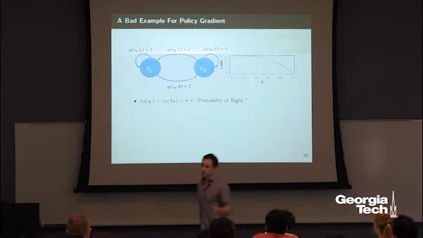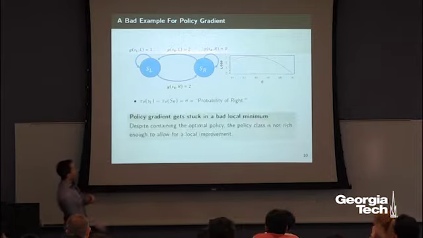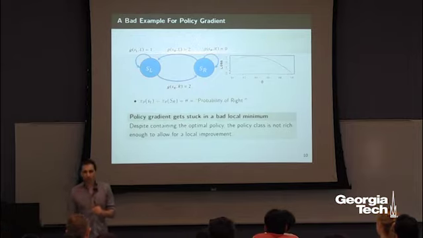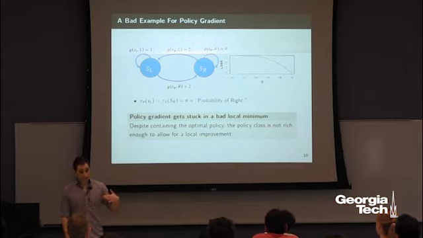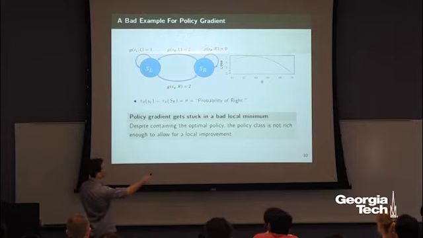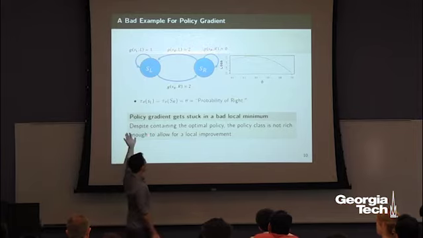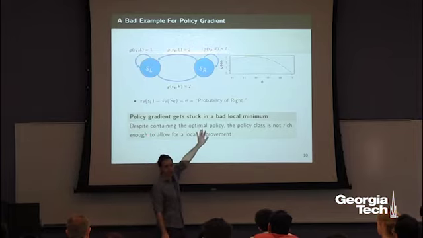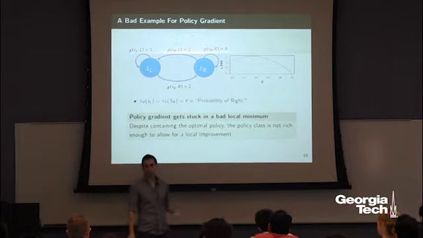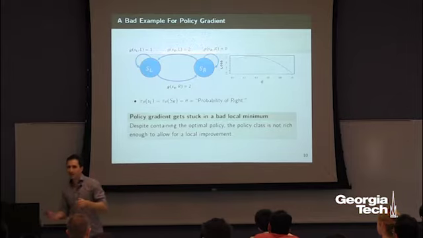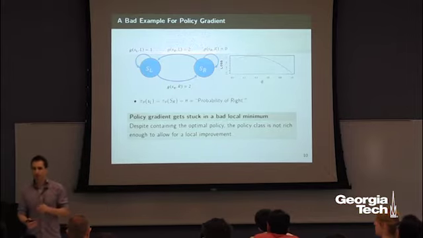All right. So somehow, my policy class is rich enough to contain the global minimum. It's very simple. It's a one-dimensional convex family. But the non-convexity of the loss means that I can get stuck. And so the way to internalize this is, despite containing the optimal policy, the family is not rich enough to contain descent directions away from this local minimum.